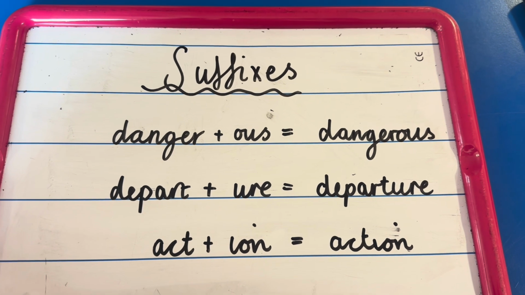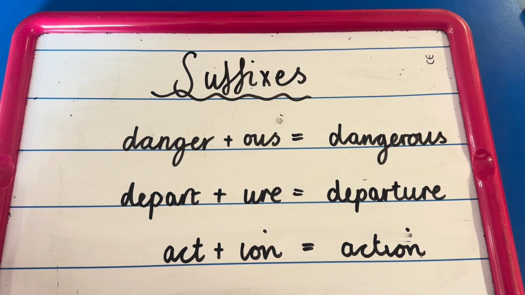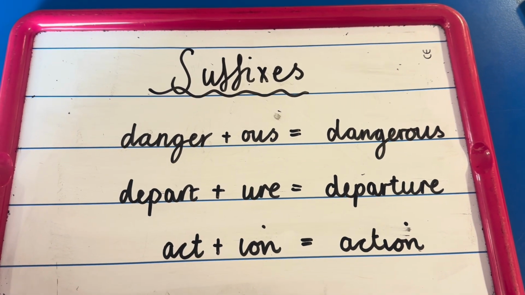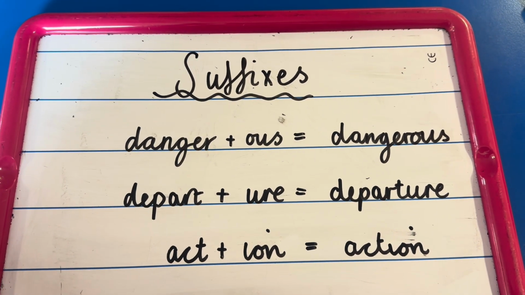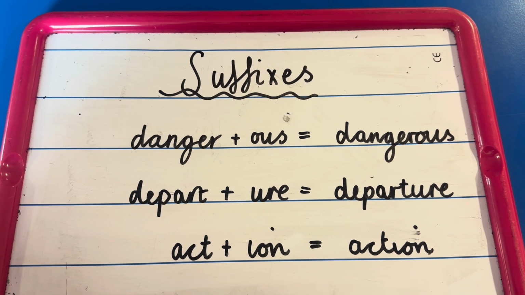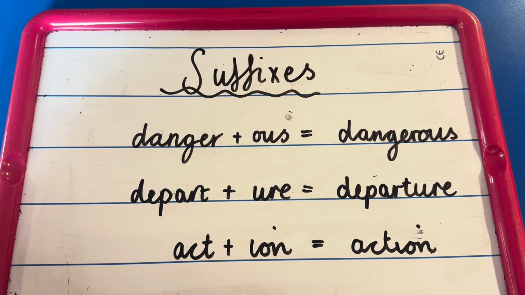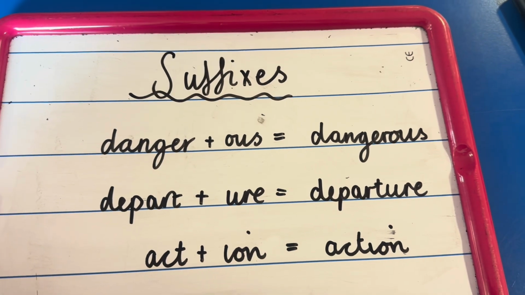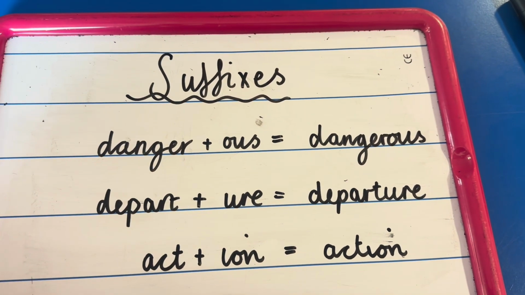Adding prefixes and suffixes can change the meaning of words. Sometimes it can make it mean the opposite, such as adding un or non to the beginning of a word. And sometimes it can change a word from being a noun to an adjective, such as something being dangerous.